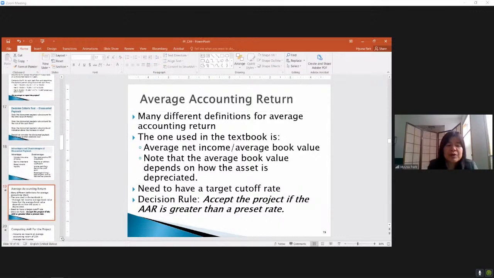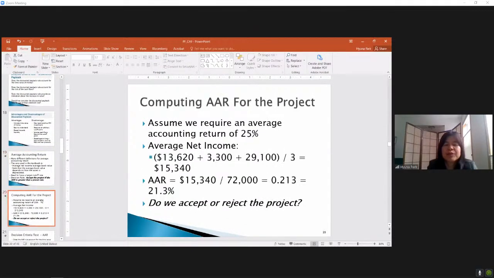So let's use a numerical example. We use the same numerical example, but in it there are cash flows and net income given. And you remember from chapter 2, cash flow from assets is different from net income. You learned how to calculate cash flow from assets. In previous tools, we used the cash flows, but for the average accounting return rule, we use net income instead of cash flows.